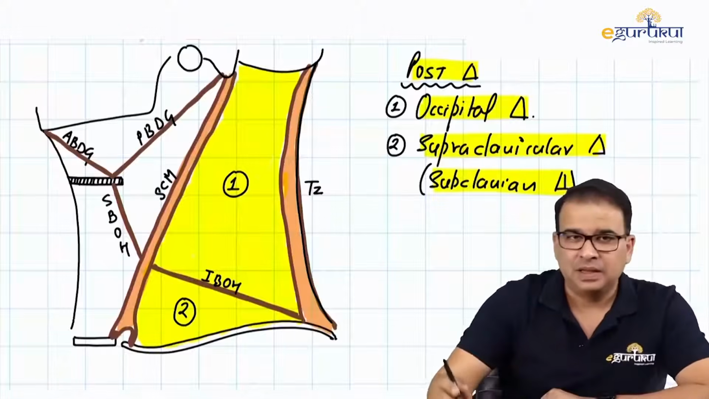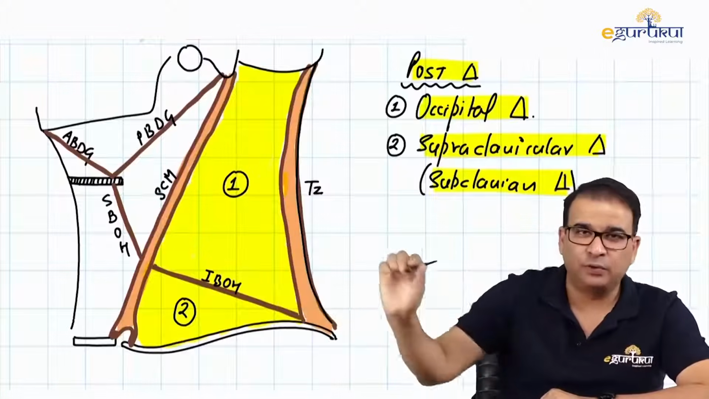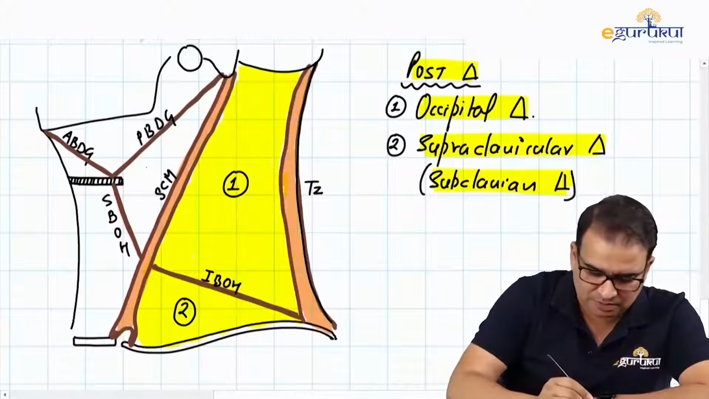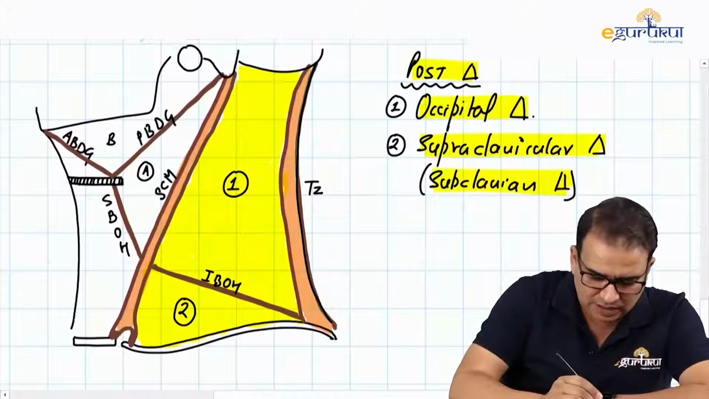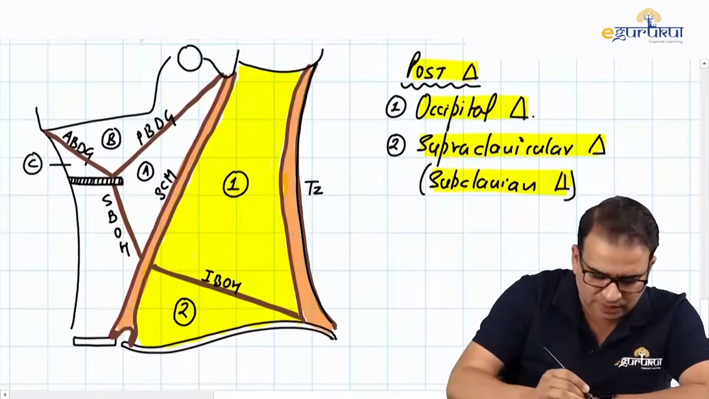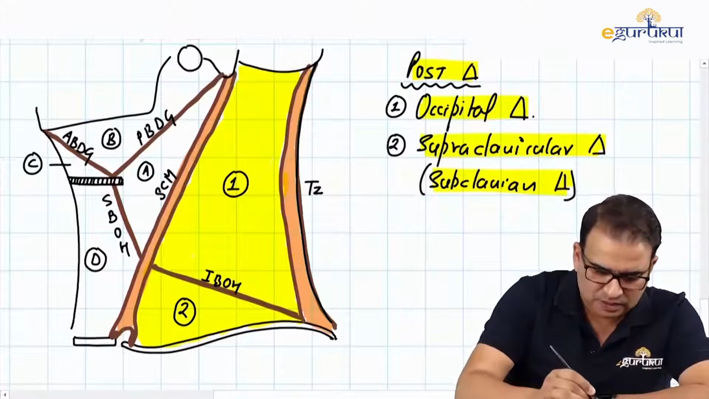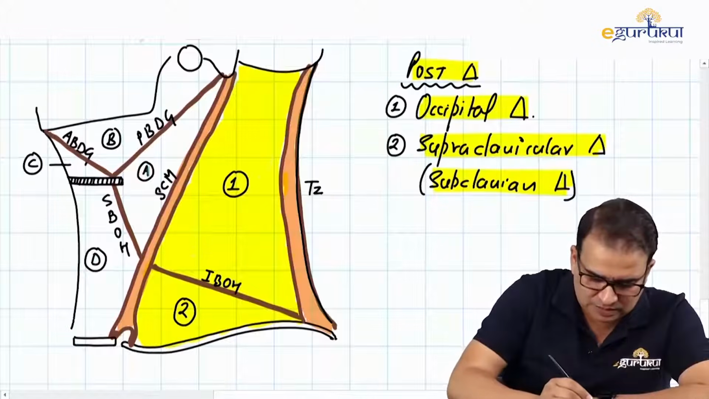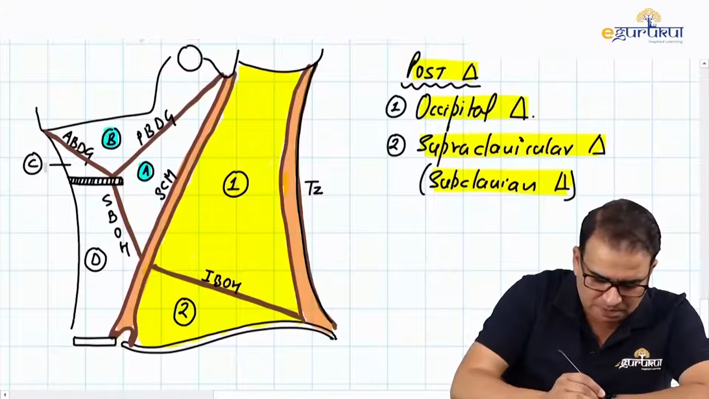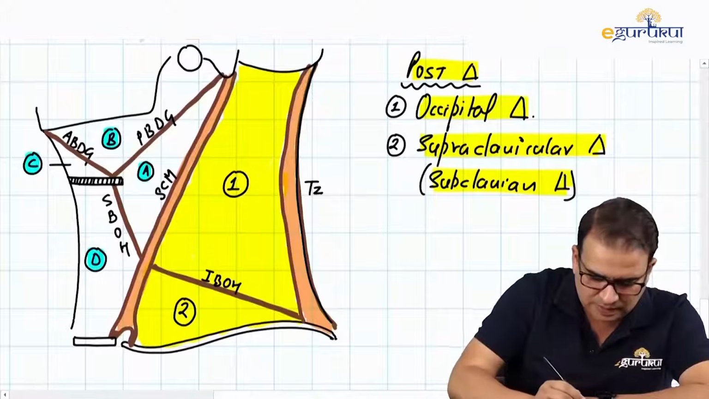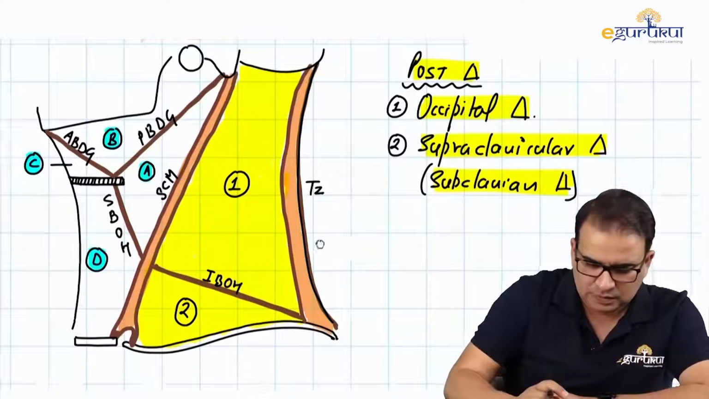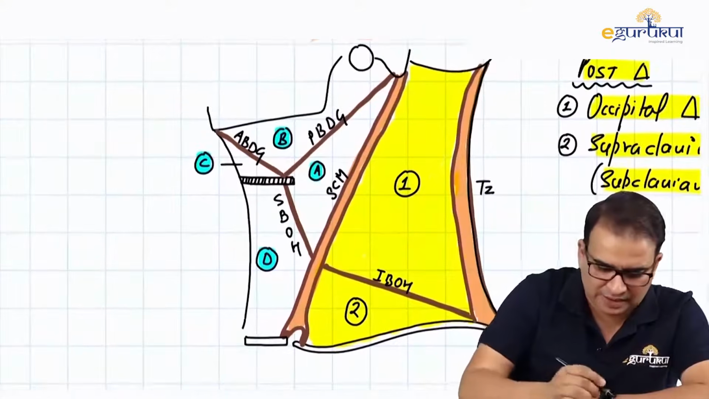What about anterior? Now, if you look at the anterior triangles, there are 4 triangles I could see here. Let me give them some alphabets here. Let's say this is triangle A. This one is triangle B. This here is triangle C, which is above the hyoid bone. And the one which is below the hyoid bone, let's say this is triangle D. So I'm looking at these 4 triangles. This is triangle A, B, C, and D. So 4 subdivisions of the anterior triangle.